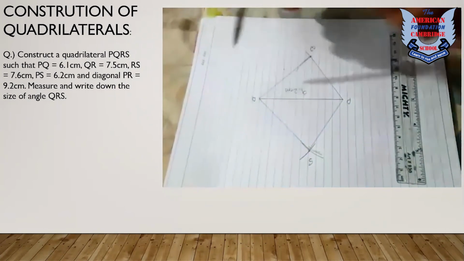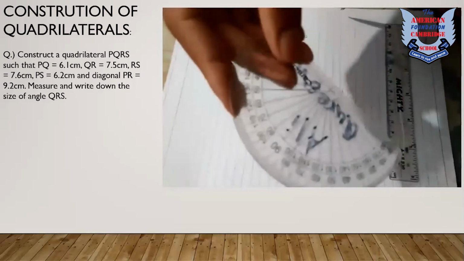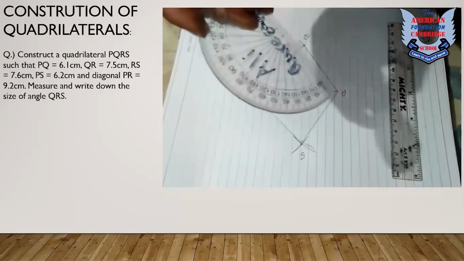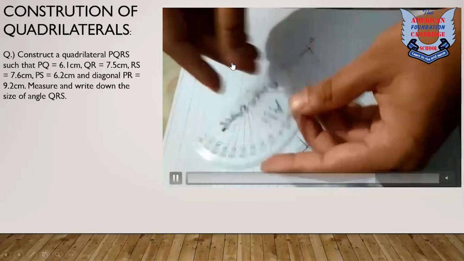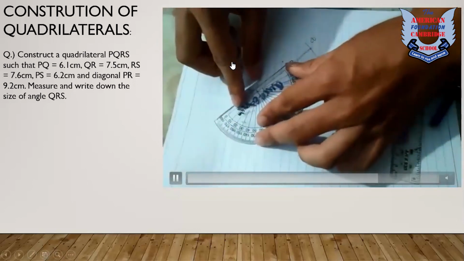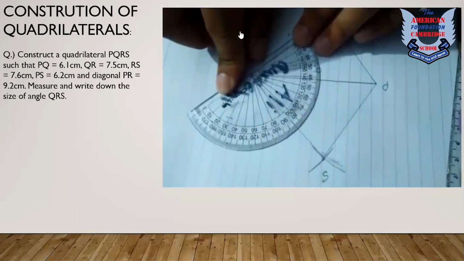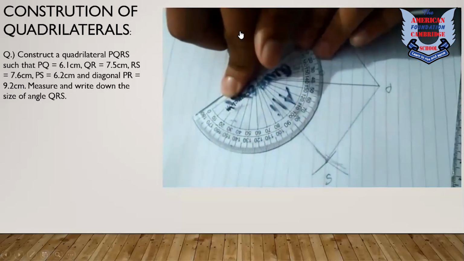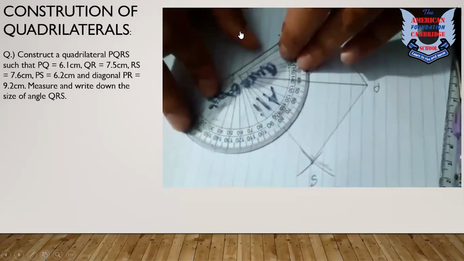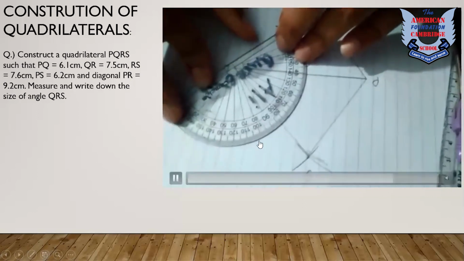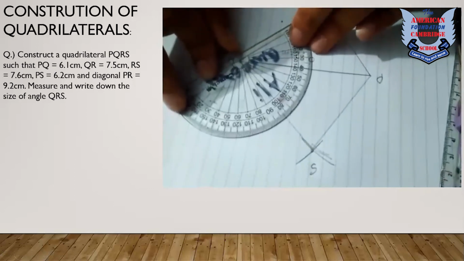Now we have a D. Since you have to measure QRS, you will obviously take a ruler. Measuring QRS means you have to measure the angle R made by Q and S. That is how you'll measure the angle, and whatever the angle is, you'll note it down.